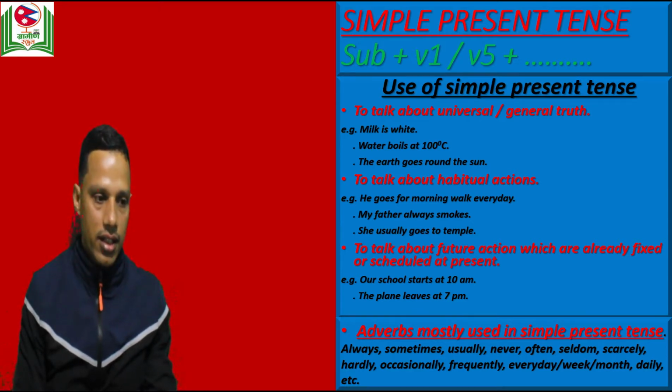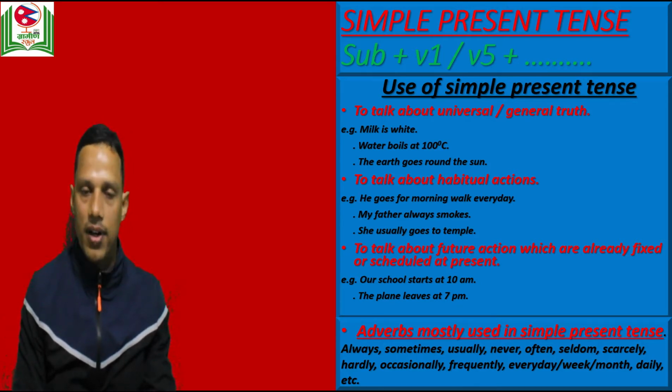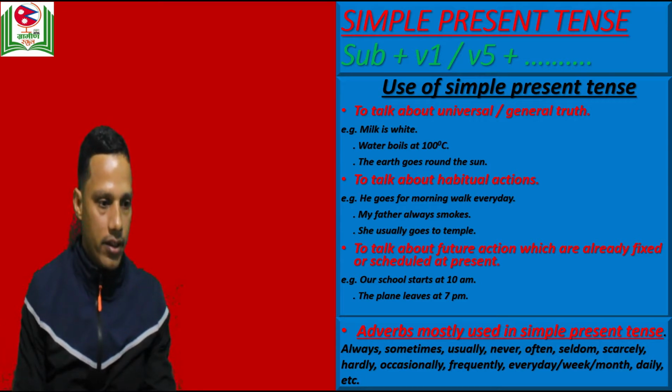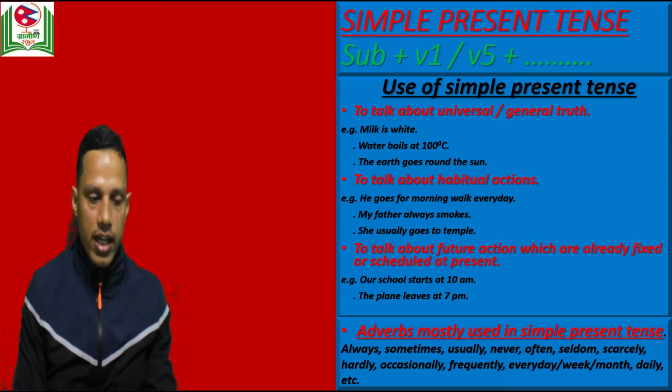In these examples please notice the verbs, like is, boils, goes. These verbs indicate universal truth. So we have used present tense. Now the next point we have to talk about is habitual actions.